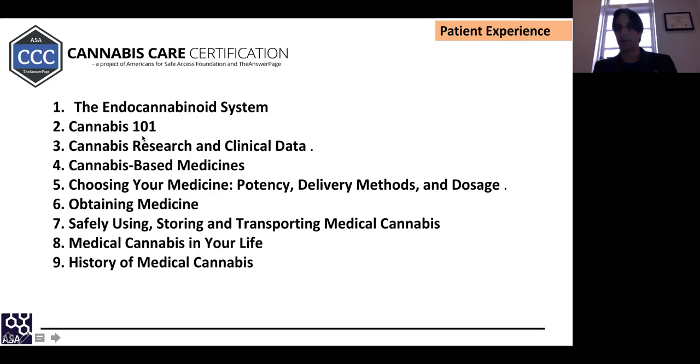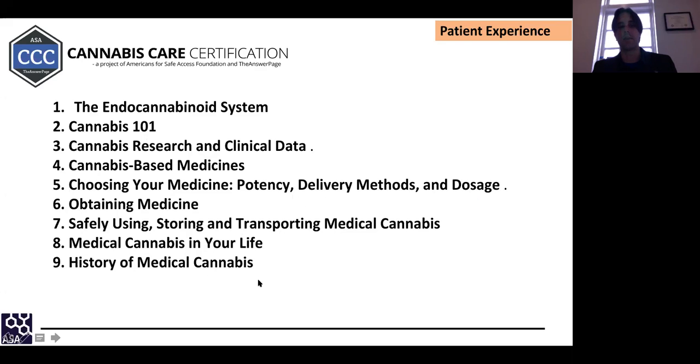It's a plant, how it grows, the nature of it, some of the research and clinical data that's been done on it, what sort of products are made from it, how do you choose your medicine, potency, delivery methods, dosaging, ways of obtaining your medicine, safely using, storing, and transporting your medical cannabis, and about medical cannabis in your life, how to talk with, say, your loved ones or employers or other people in your life that you interact with.